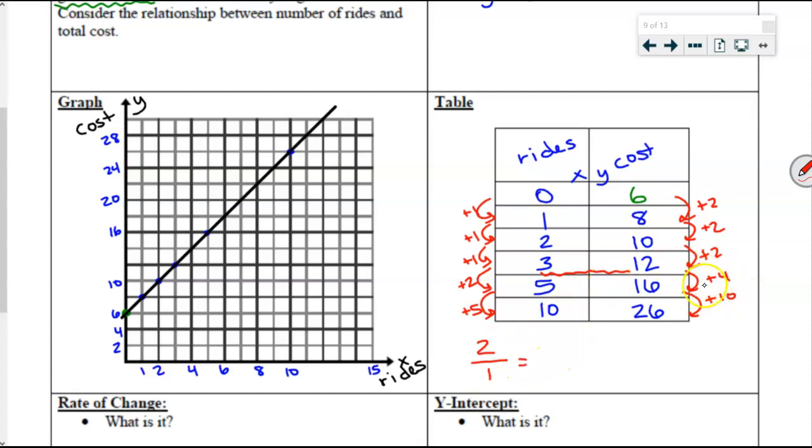But what happened when I started skipping? It's no longer changing by 2. Now it's changing by 4. But why did it change by 4? Because it changed by 2, exactly. And 2 divided by 1, isn't that the same as 4 divided by 2? Or even here. This increased by 10 rides, or sorry, $10. Why? Because that increased by 5 rides.